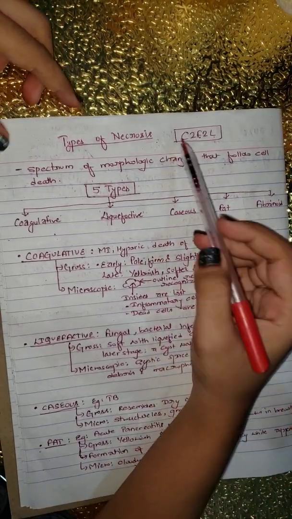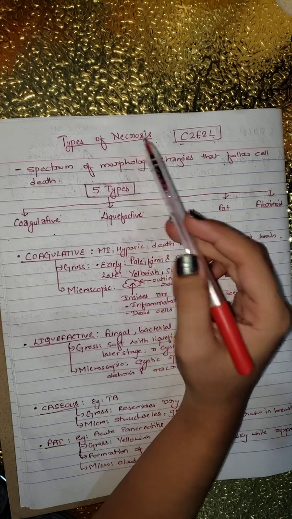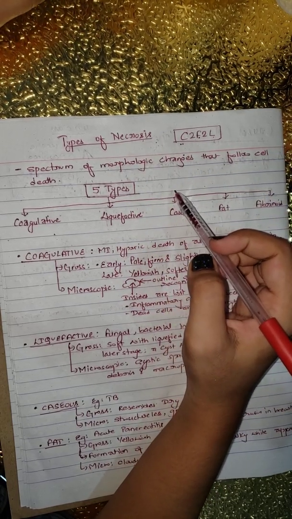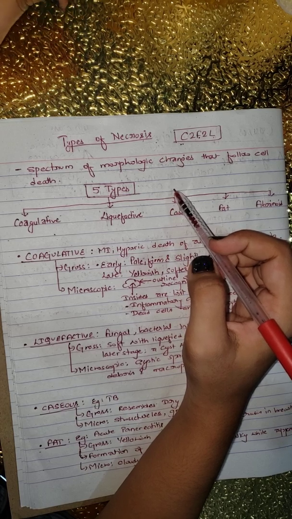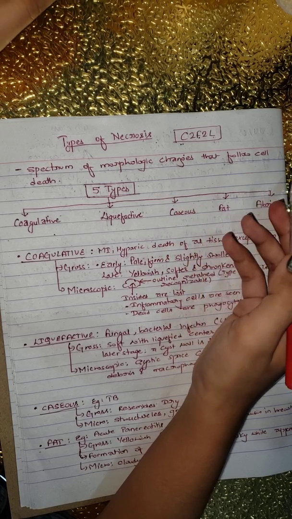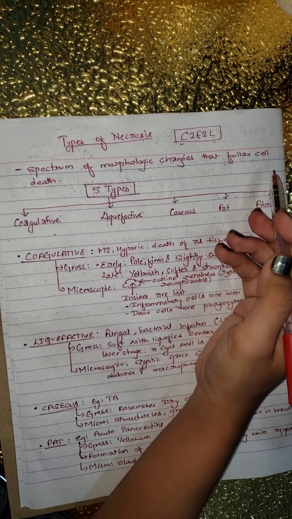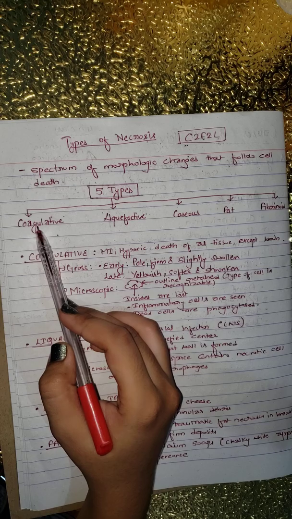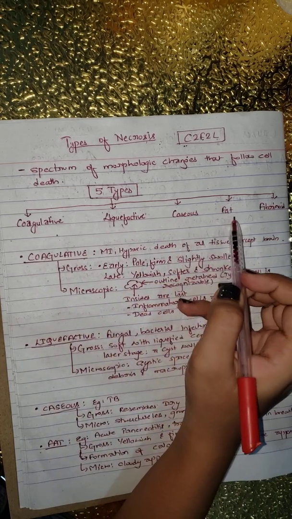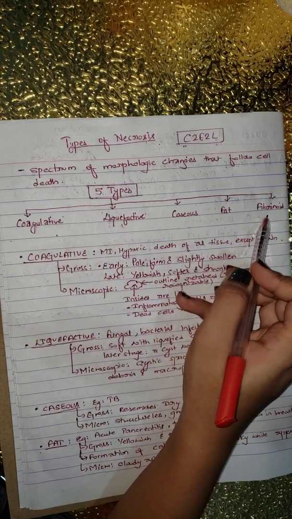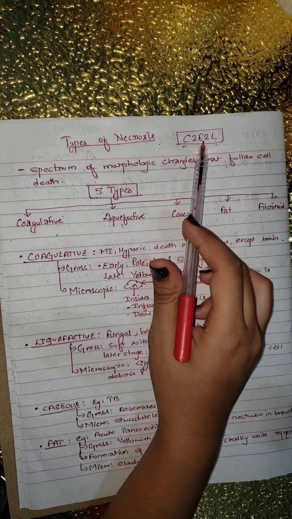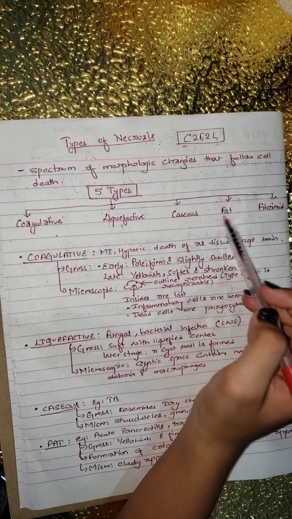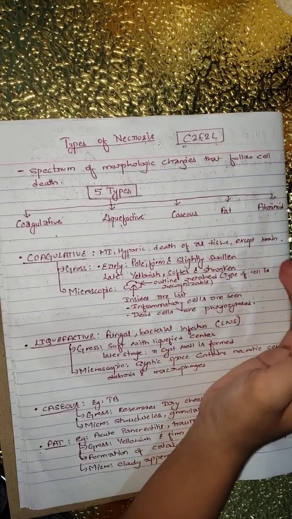So first of all, what is necrosis? I've already explained. Necrosis is a kind of cell death, but all those spectrum of morphologic changes that follows cell death is called necrosis. So there are 5 types of necrosis. Those are coagulative, liquefactive, caseous, fat and fibrinoid. We can remember this by C2, F2 and L. C2 means coagulative and caseous, F2 means fat and fibrinoid, and L means liquefactive.